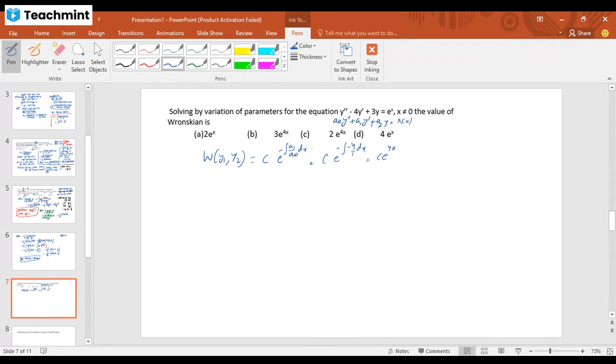But here you can see there are two options. Obviously these two are not the correct option, but there are two options where we have e power 4x. So I need to find out the value of c also. So this is possible only if we have a complete information about the linear independent solution of homogeneous differential equation. So it means that we need to find out the complementary function in this case. So for complementary function, we need to consider the homogeneous differential equation.